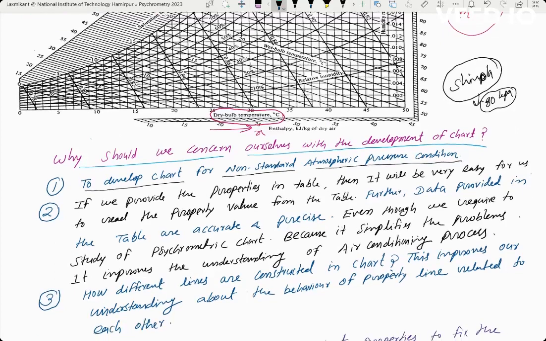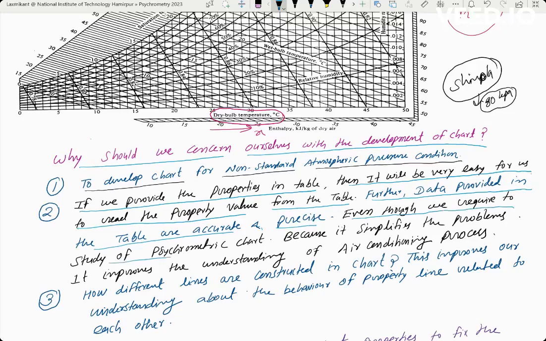And the second answer is that if we provide the properties in the table, then it will be very easy for us to read the property value from the table. Further, the data provided in the table are accurate and precise, even though we are required to study the psychrometric chart, because it simplifies the problems and improves the understanding of the air conditioning process.